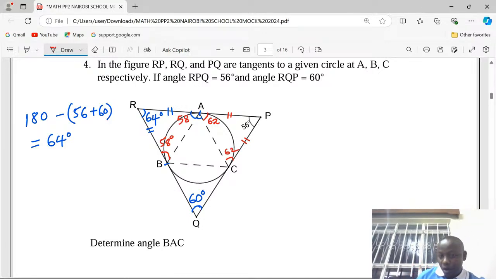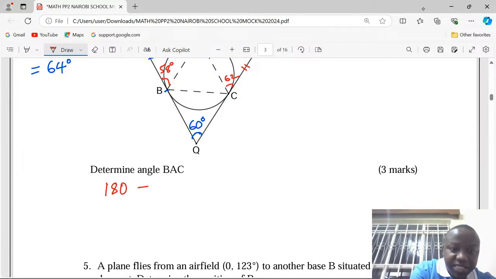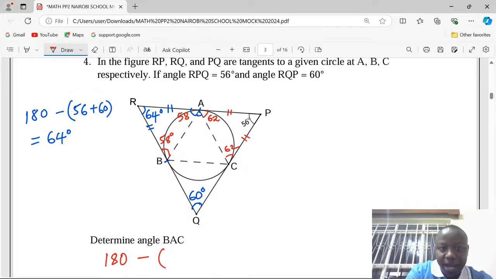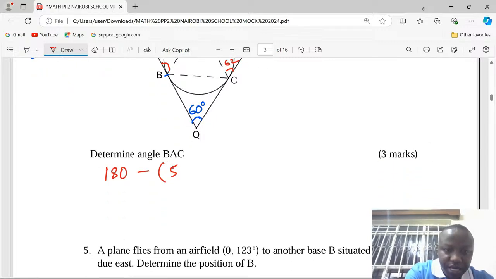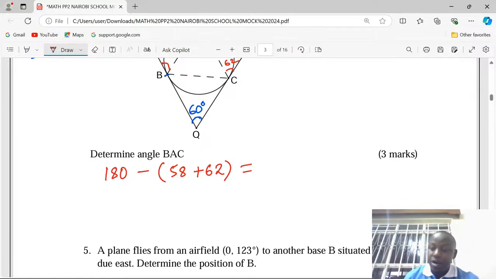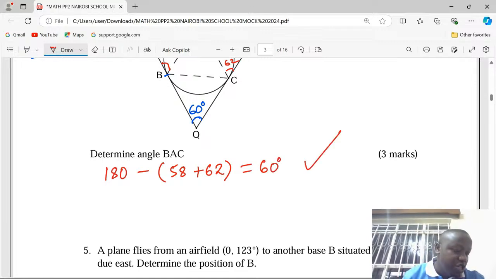Now with all those angles at point A, we can consider angles on a straight line, whereby we just need to take 180 and subtract the two angles at that point, 58 and 62. So 58, the other one 62. And now we will get the missing angle, which is BAC. It's exactly going to be 60 degrees. So that is the value of the angle.